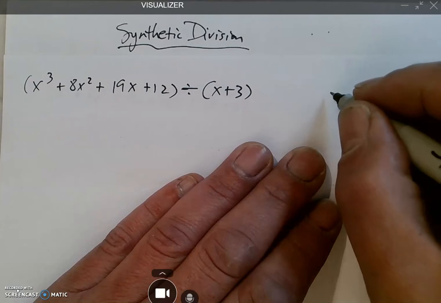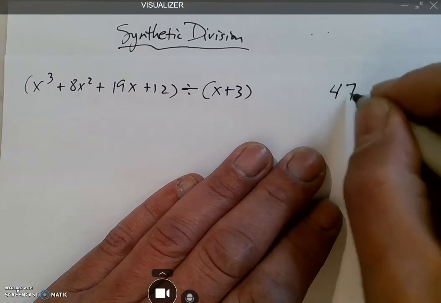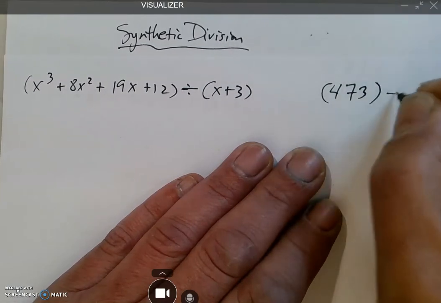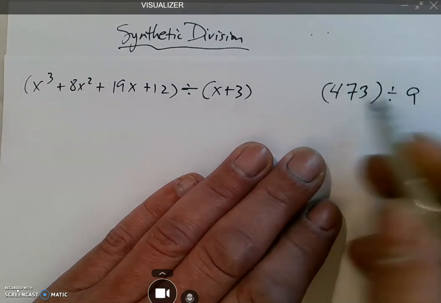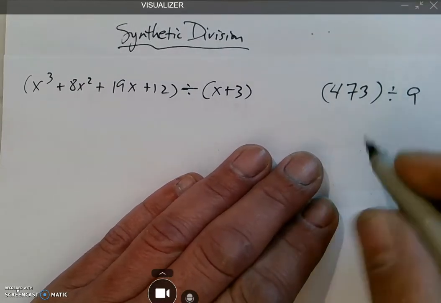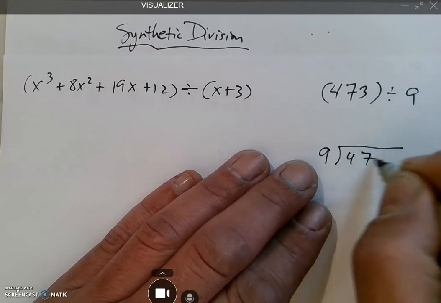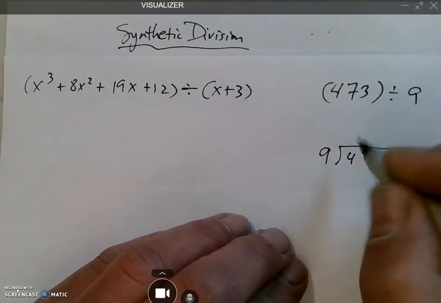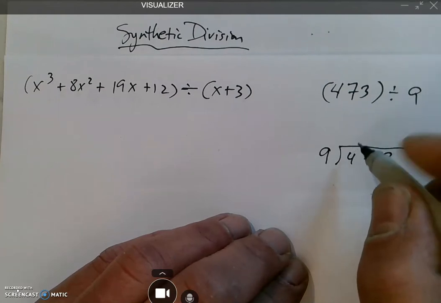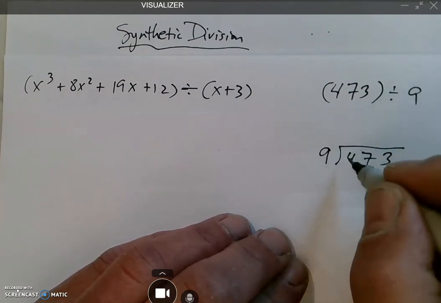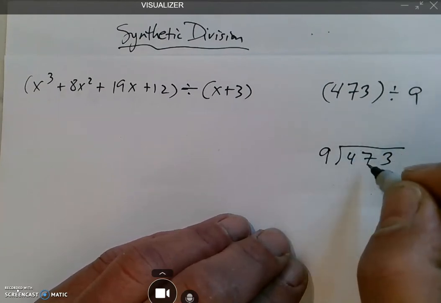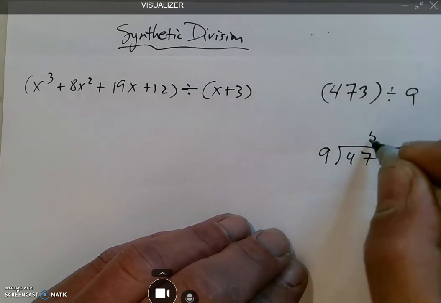Let's say we had 473 divided by 9. I don't know how many times 9 goes into 473. We don't memorize those types of numbers. So we write it out this way. When we do this, 9 doesn't go into 4. So then we look at the next one. 9 into 47, that's 5 times.